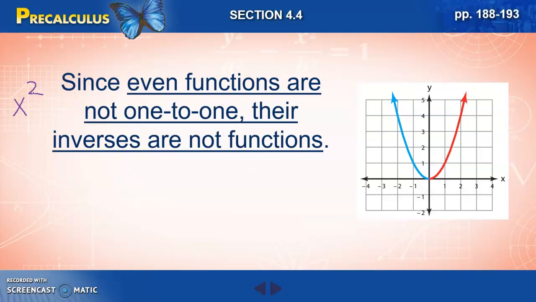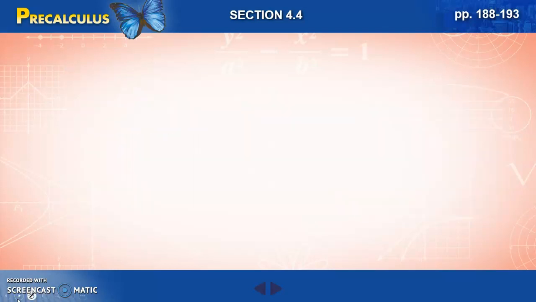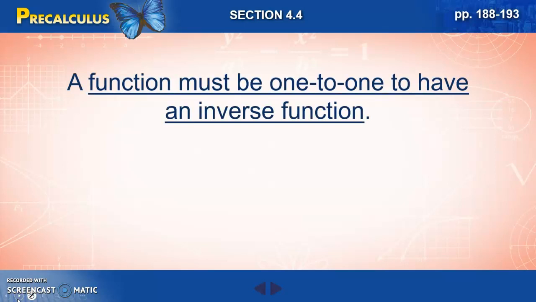But even functions are not one-to-one. So if a function is not one-to-one, then its inverse is not a function. We could find the inverse of this, but it wouldn't be a function because the original function is not one-to-one. However, we can restrict the domain, and then we would be able to find an inverse function. Remember, a function must be one-to-one to have an inverse function.